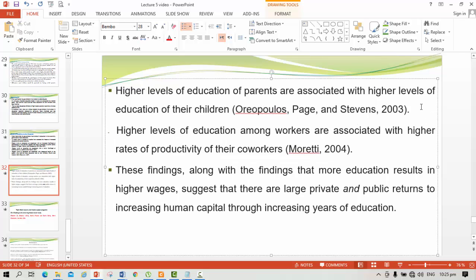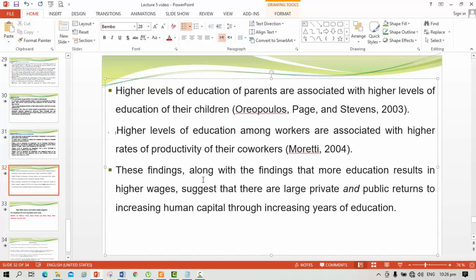High levels of education among workers are associated with higher rates of productivity of co-workers. This is also a positive externality of education: if the workers are highly educated, they will not only be highly productive, but it will also increase the productivity of their co-workers.